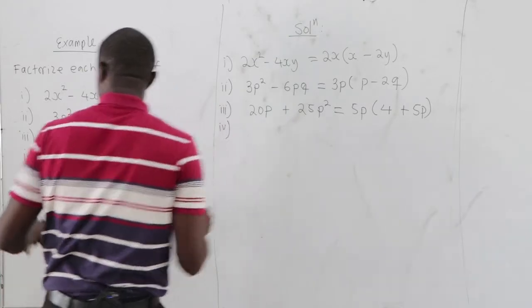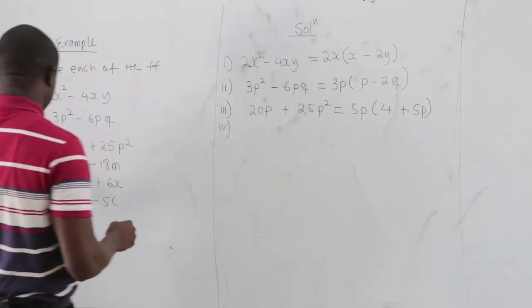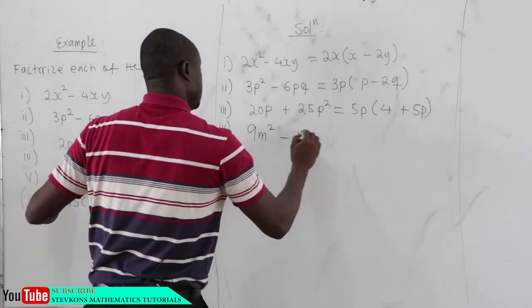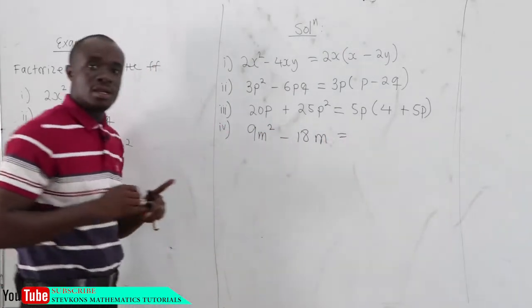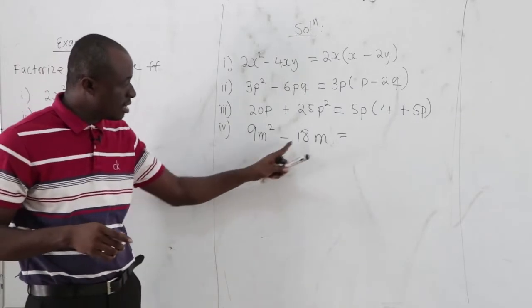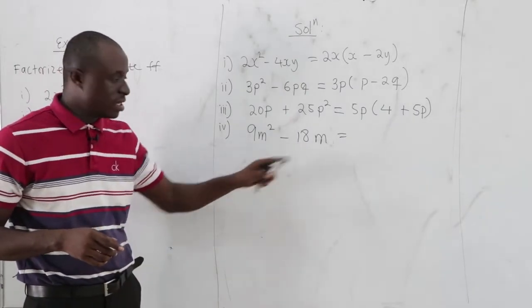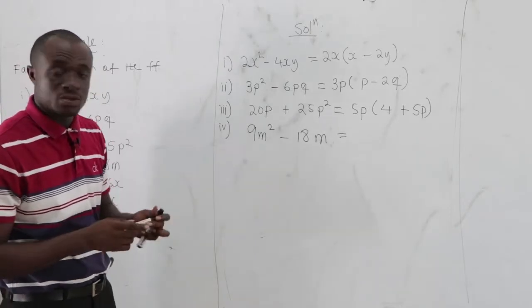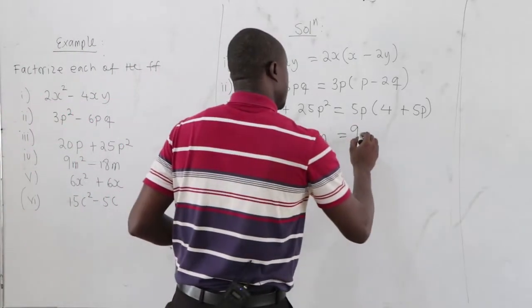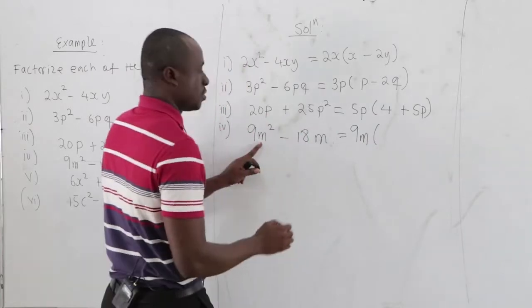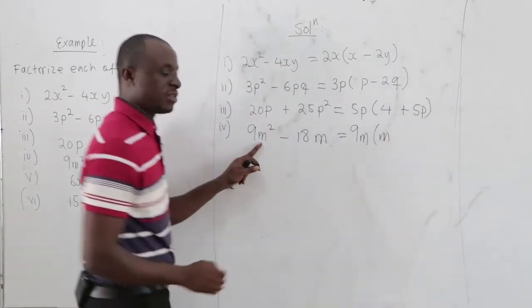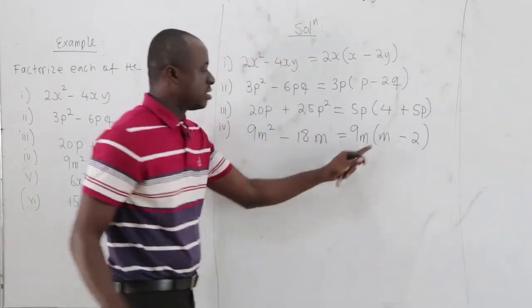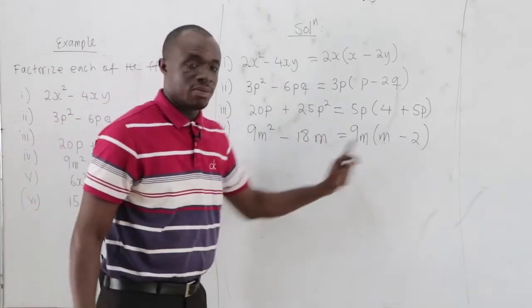Now let's see the fourth one. The fourth one, we have 9m squared minus 18m. In this, we can see that 9 is a factor of 18. We can express 18 as 9 times 2. We have m here, so 9m is a common factor. So 9m out. Now this m squared, so m will be left out here, and then minus 2. So this time we have that.